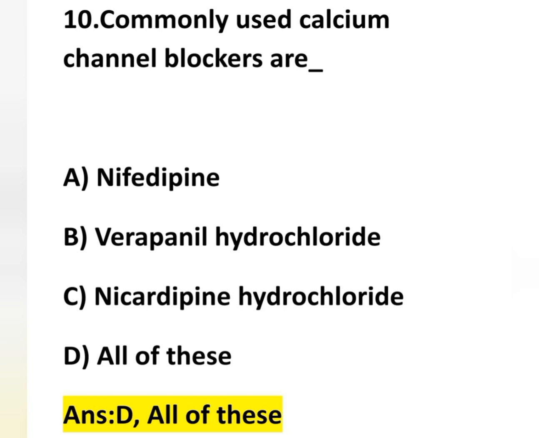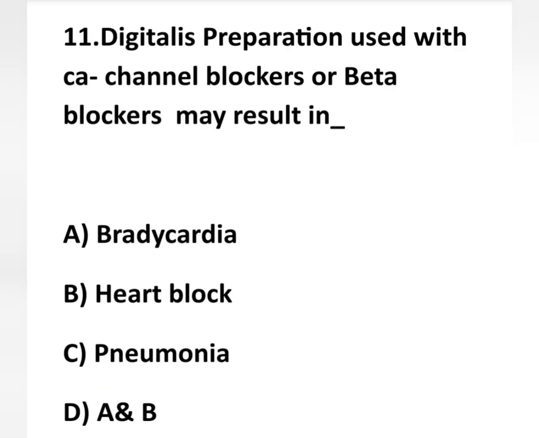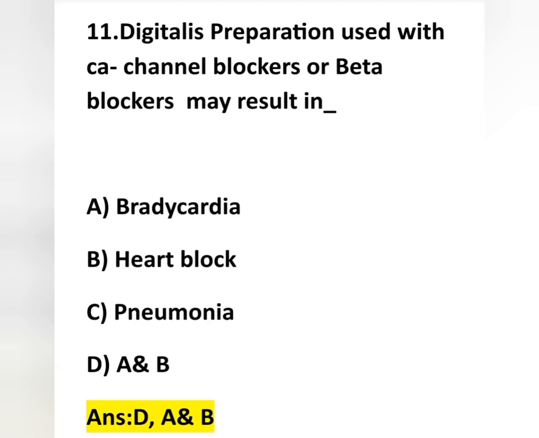And the next question, question number 11. Digitalis preparation used with calcium channel blockers or beta blockers may result in: option A, bradycardia, option B, heart block, option C, pneumonia, option D, both A and C. Your correct answer is option D, both A and C. That is, bradycardia and heart block can occur when digitalis preparation is used with calcium channel blockers or beta blockers.